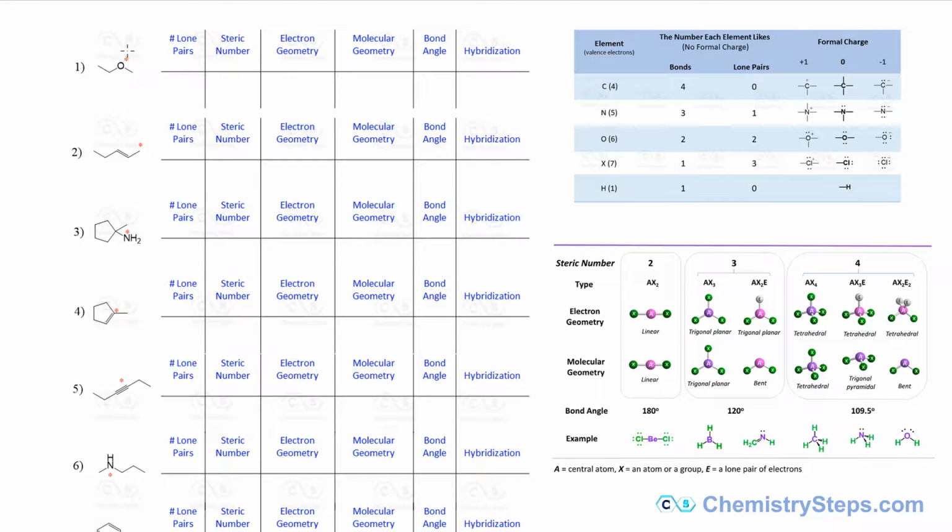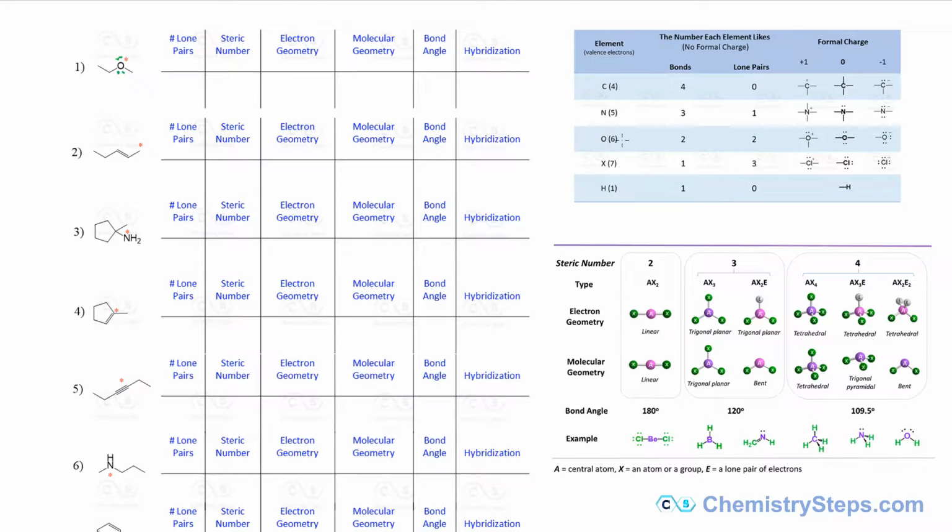Okay, in this exercise we will determine the electron and molecular geometry of the following molecules. So before determining the geometry of a molecule, the first thing we need to do is make sure that we have the correct Lewis structure. So if we check the Lewis structure of the first molecule, we should notice that the oxygen is supposed to have two lone pairs of electrons. And this can be found in this table right here.